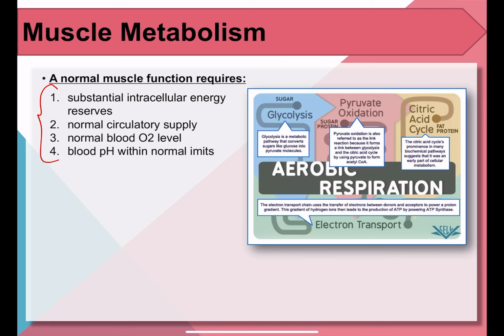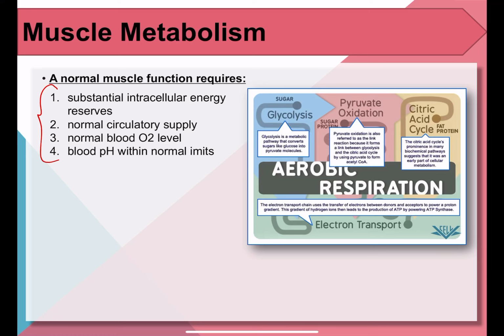First of all, you need substantial intracellular energy reserves. So having enough glucose around so that it can be turned into ATP, or sometimes having another type of storage of ATP molecules other than glucose is required, and we'll talk about that for muscle cells. What is that storing ATP for us?